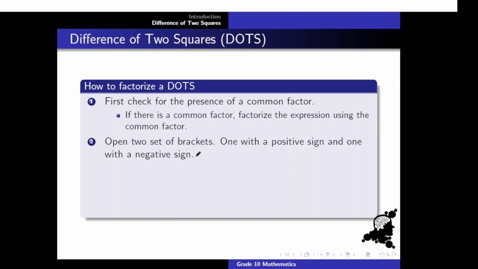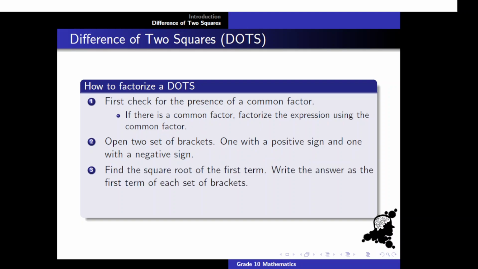Now we need to open two sets of brackets. One with the positive sign, one with the negative sign. The order does not matter. You can put negative and positive or positive and negative. It does not matter. We need to find the square root of the first term and write the answer as the first term of each of the brackets.